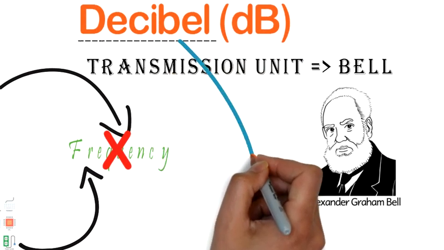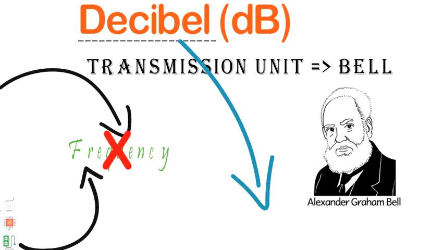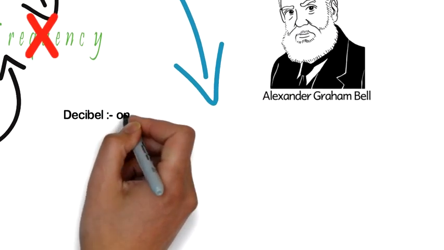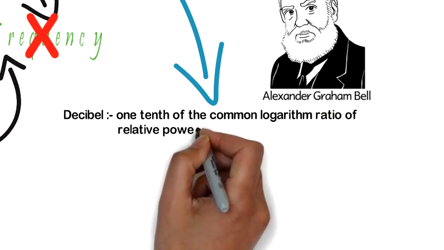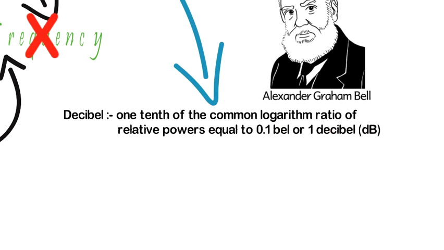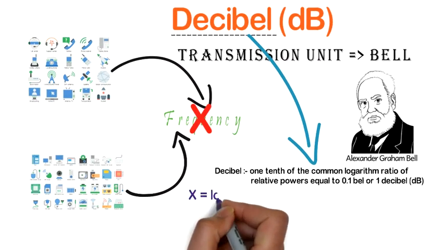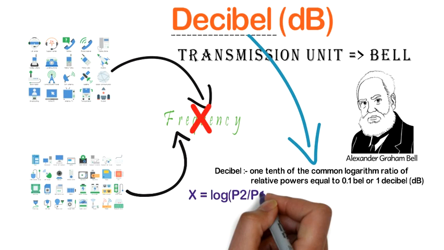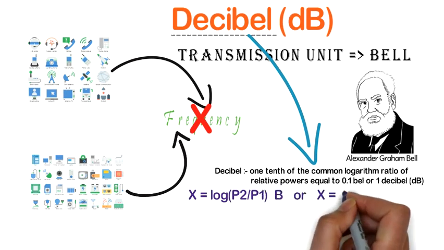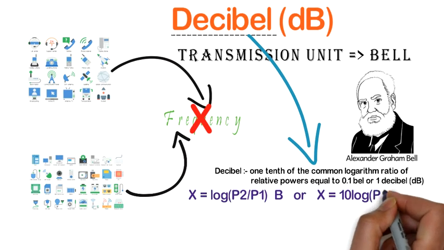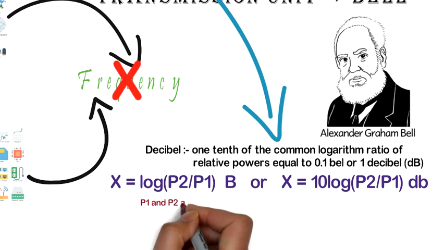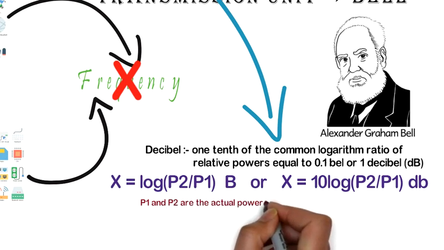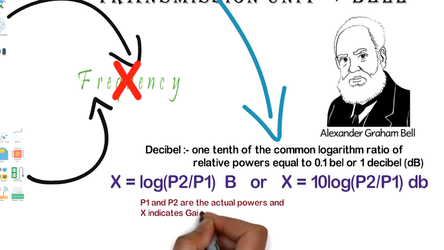Let us discuss the definition for decibel. It is defined as 1/10 of the common logarithm ratio of relative powers equal to 0.1 bell or 1 decibel. In short, the formula says that x is equal to log of P2 by P1 in terms of bell, or x is equal to 10 log of P2 by P1 in dB, where P1 and P2 are the actual powers and x indicates gain or loss of a system.